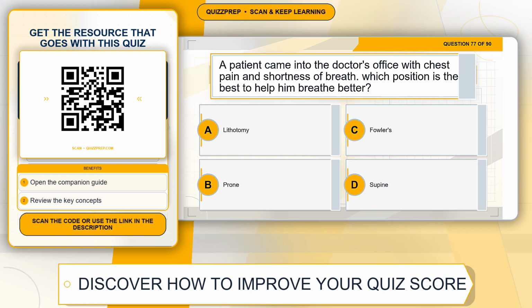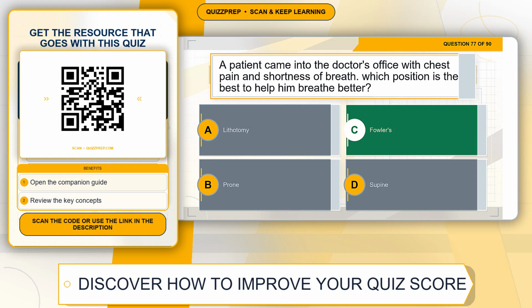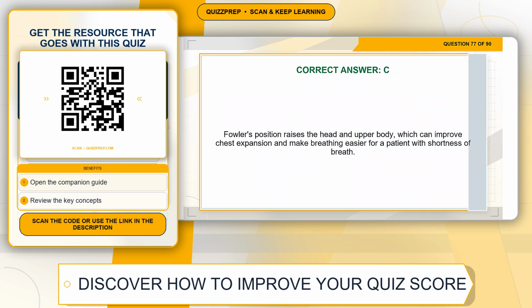Question 77. A patient came into the doctor's office with chest pain and shortness of breath. Which position is the best to help him breathe better? Option A, lithotomy. Option B, prone. Option C, Fowler's. Option D, supine. The correct answer is option C, Fowler's. Explanation. Fowler's position raises the head and upper body, which can improve chest expansion and make breathing easier for a patient with shortness of breath.